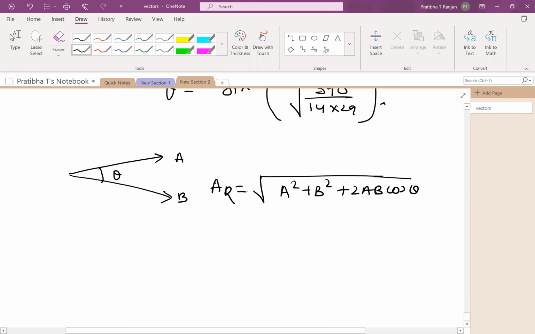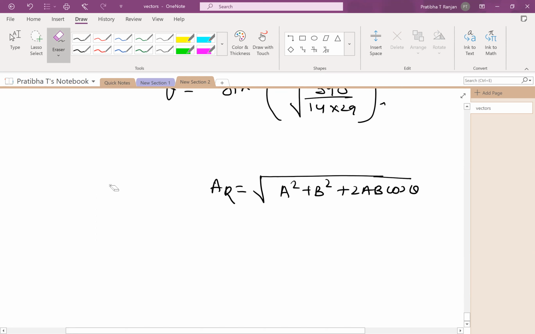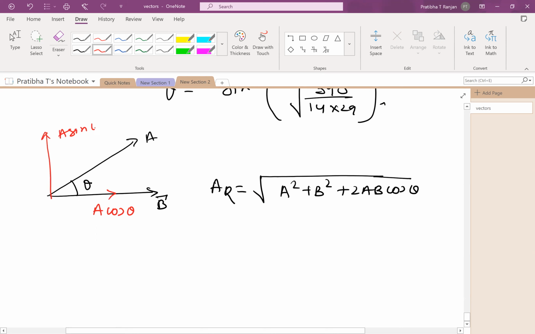How this is derived is like this. This is my vector b, and this is my vector a with some angle. In this way it becomes a cos theta along x, and this way a sin theta along y. So the y component of a will be a sin theta, whereas the x component will be a cos theta, and then we go further to the resultant.